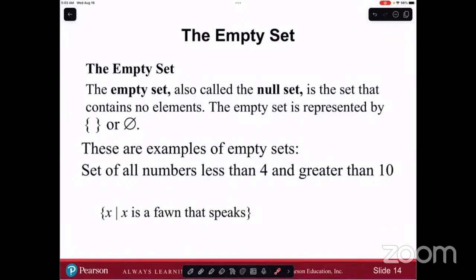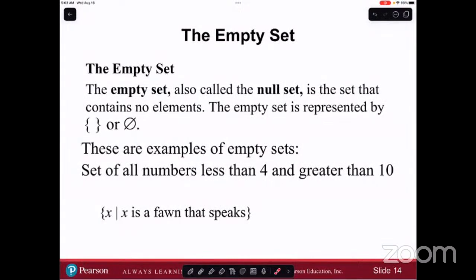The set of all numbers less than 4 and greater than 10. There are no numbers that are less than 4 while simultaneously being greater than 10. Another empty set would be the set of all X such that X is a fawn that speaks, right? In this reality, we don't have talking fawns. So as far as we're concerned, that's another empty set, right? It has no elements in it.